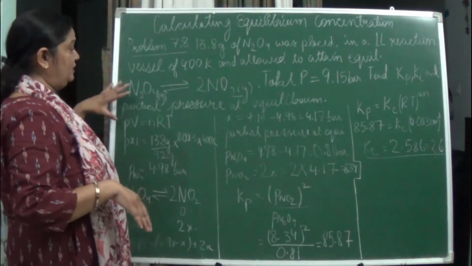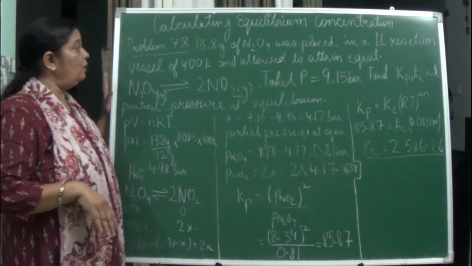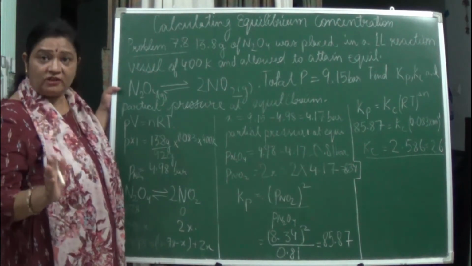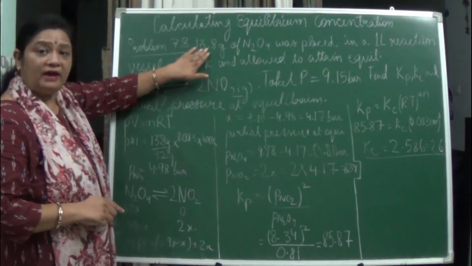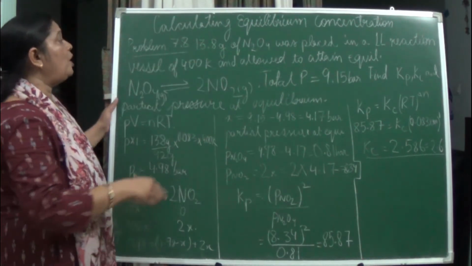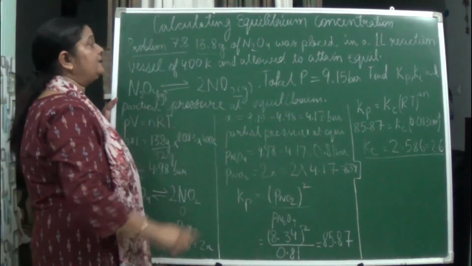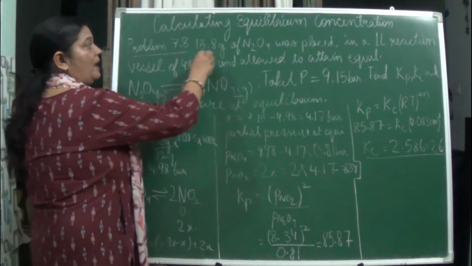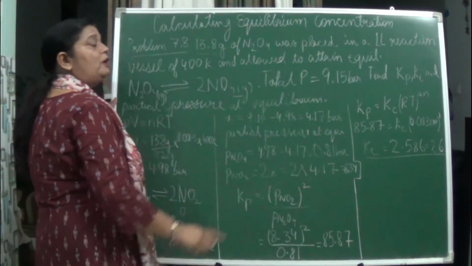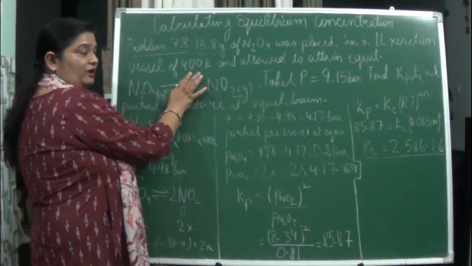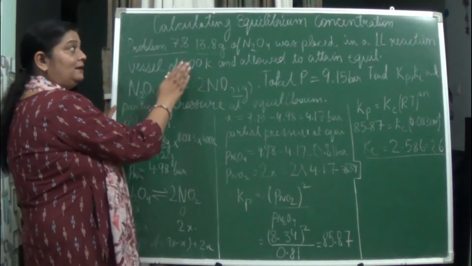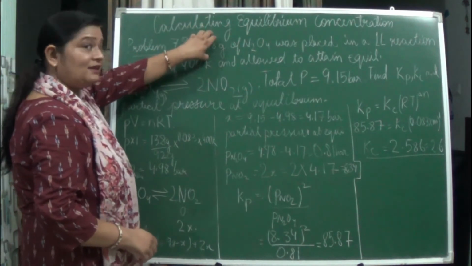In the previous classes also I have said to you, whenever a numerical is given to you, you have to see the particulars given in the numerical. So the particulars are what? Mass is given, that is 13.8 gram, of N2O4. Volume has also been provided to you. Temperature also has been provided.